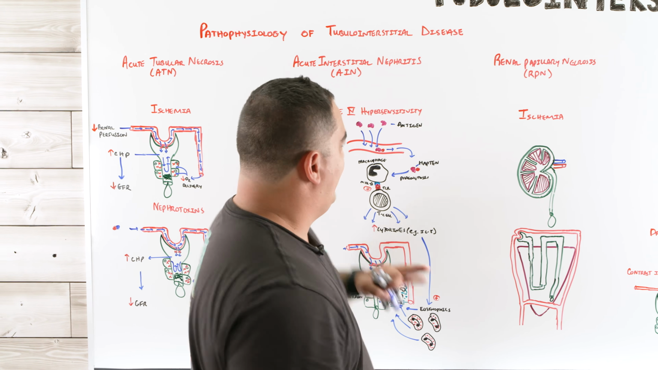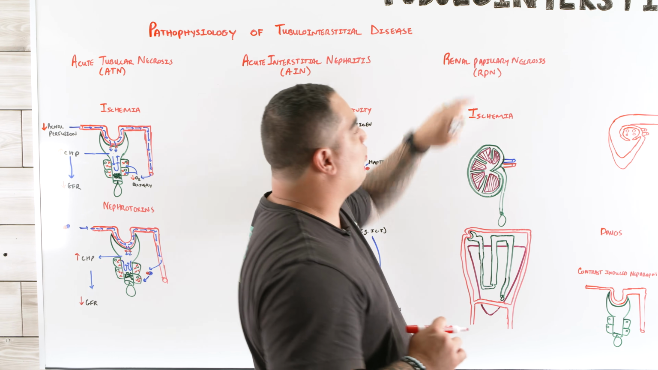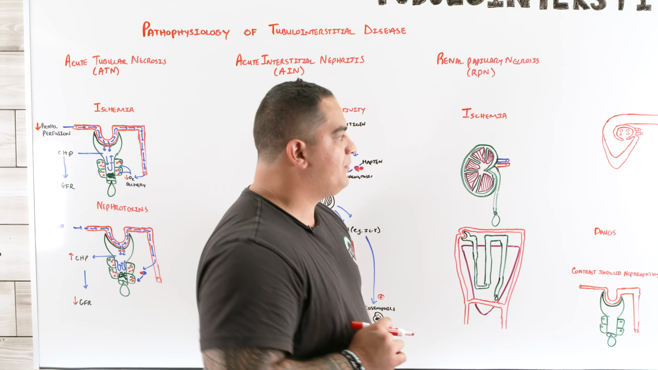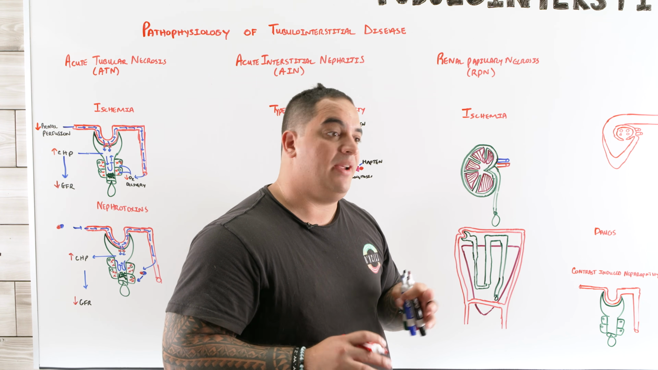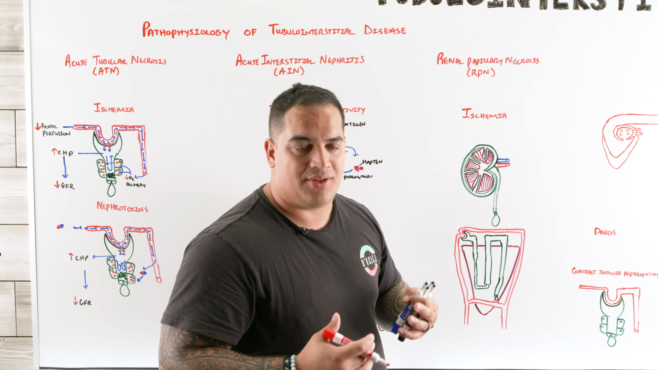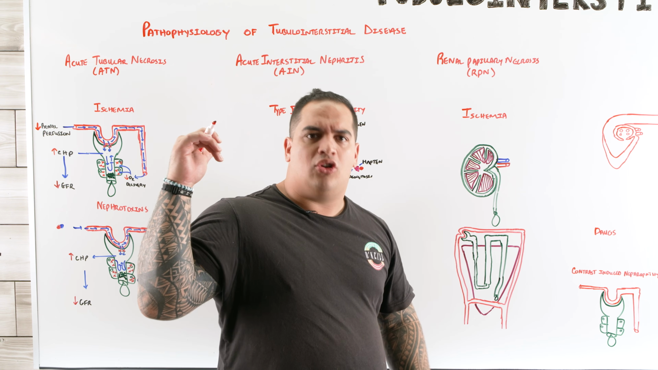The last one is a little bit more different, all right? It's called renal papillary necrosis. The concept behind this, the primary mechanism, is usually that the patients are experiencing enough renal ischemia. So in other words, they're not having enough blood flow to their kidneys. Or you're like, Zach, wouldn't that be acute tubular necrosis?